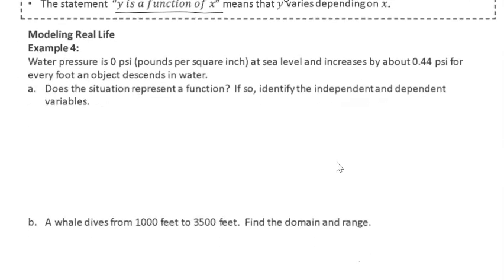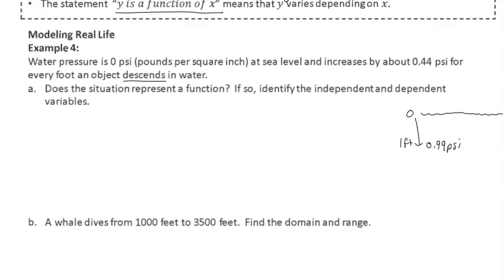All right, so this is a real life problem. It says the water pressure is 0 psi. Psi is pounds per square inch. So that's the water pressure at sea level. And it increases about 0.44 psi every foot an object descends in the water. Descends means to go down. So if you picture this, if you're at sea level, it's 0 pounds per square inch. And as you go down, every 1 foot you go down, you increase by 0.44 pounds per square inch.